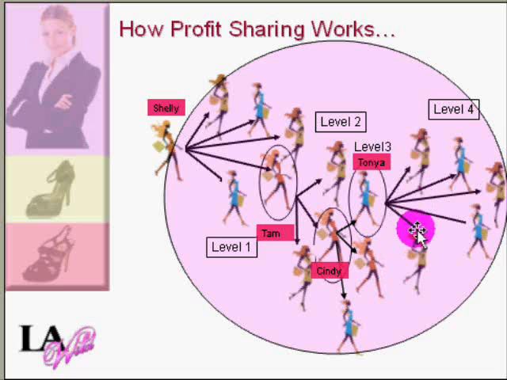So this hopefully gives you a little bit of perspective. This is Shelly. These friends are in Shelly's level 1. These friends are in Shelly's level 2. This is her level 3, and this is her level 4.